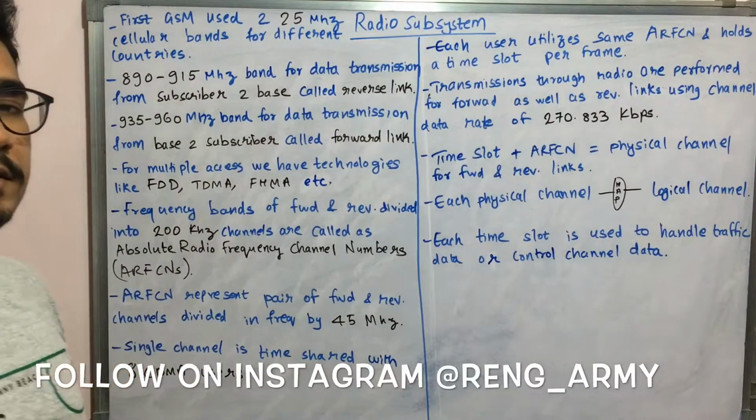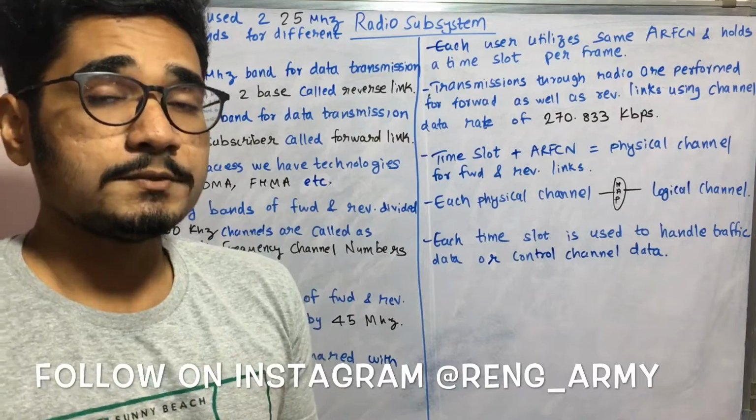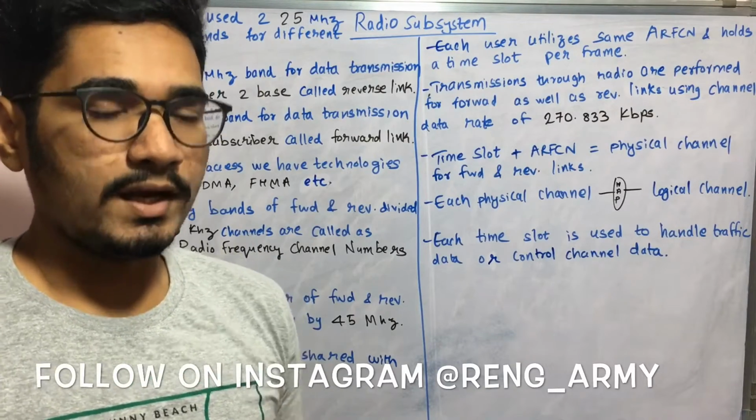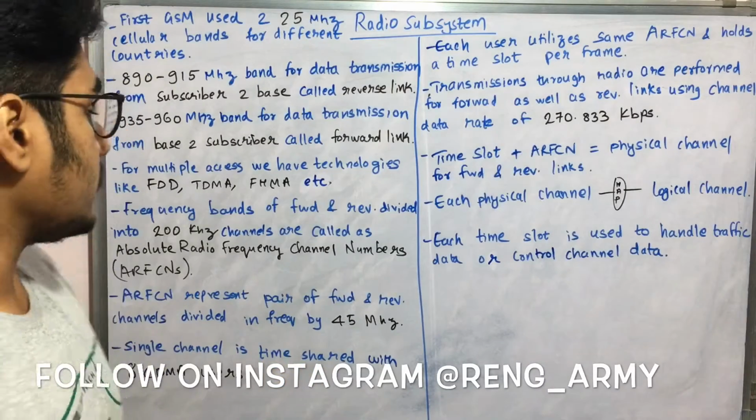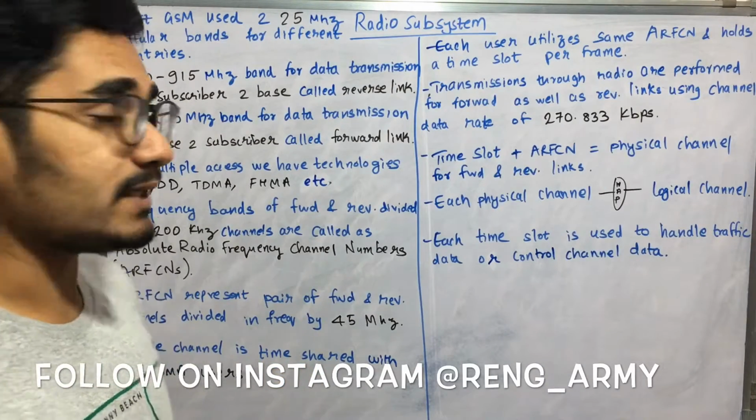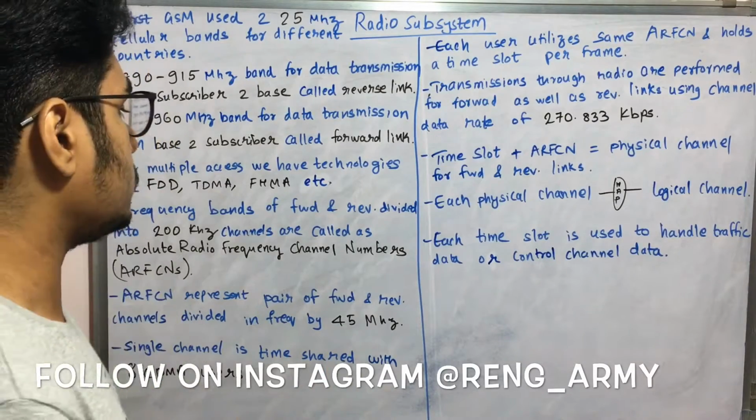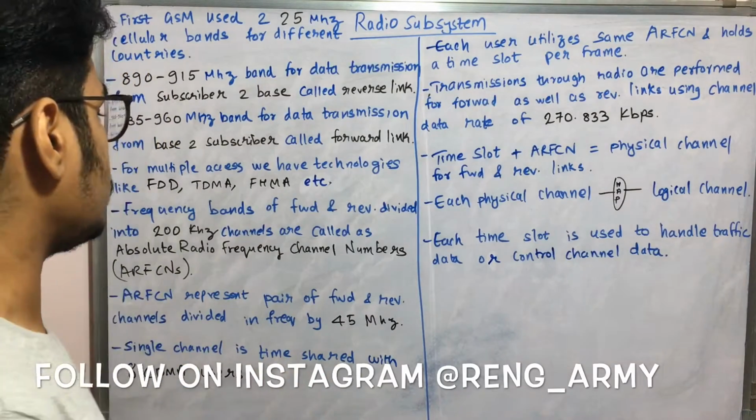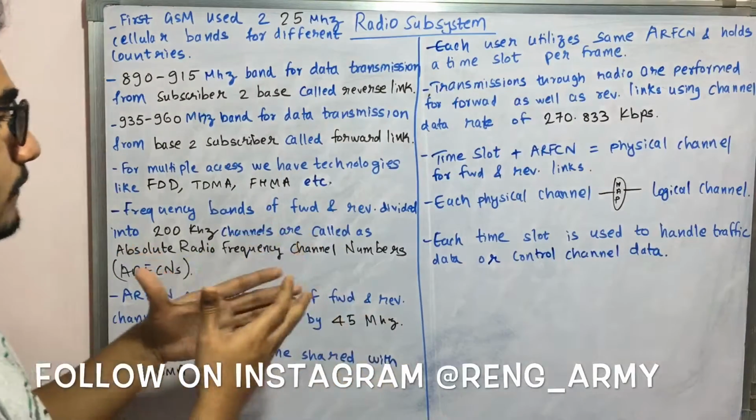Now for multiple access, for data transmission, even for providing service to the mobile customer, we have many technologies. We have frequency division duplexing FDD, we have time division multiple access TDMA, we have FHMA, that is frequency hopping multiple access. Many such techniques are there, and frequency bands of forward and reverse links.